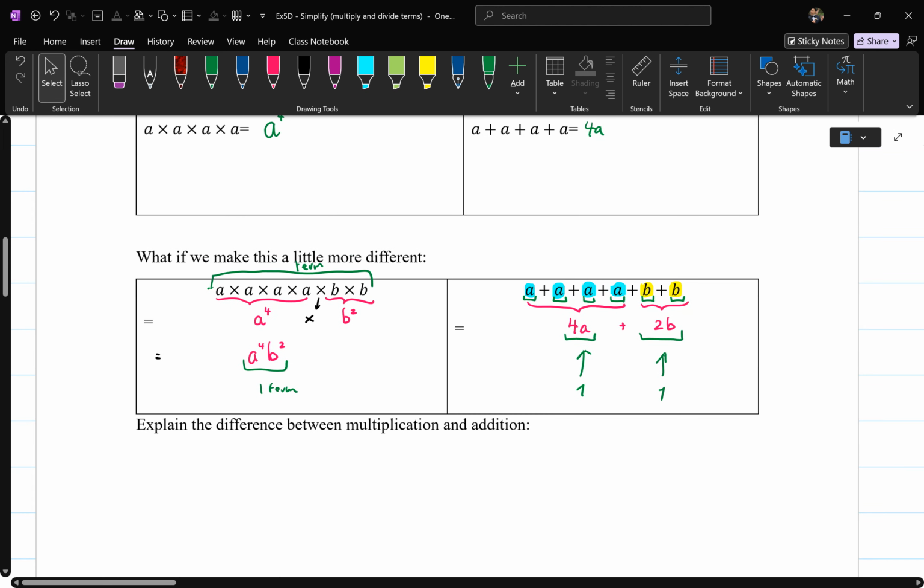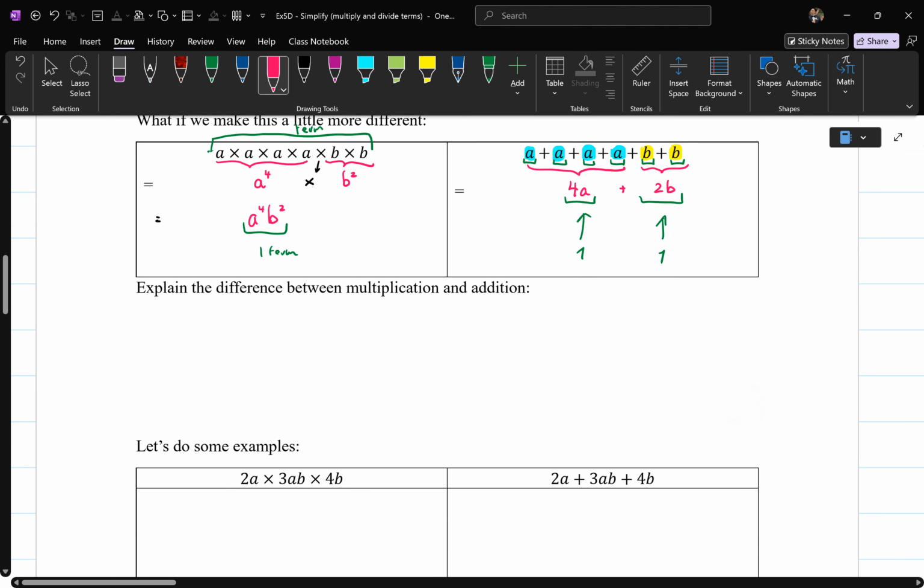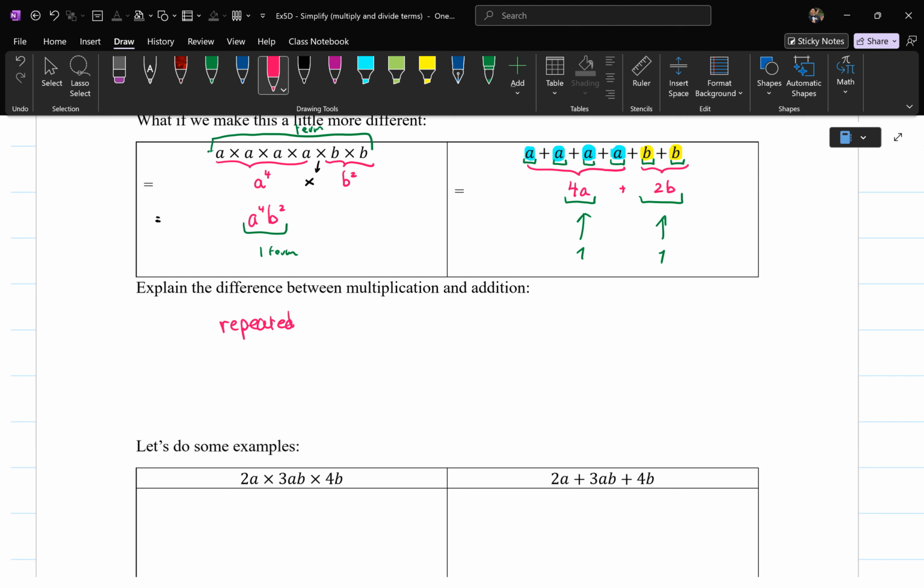So we got the difference between the two. Let's do the first example practice. Just to remind yourselves, can you write here, explain the difference between multiplication and addition? When you have repeated multiplication, it becomes powers. Every time you see a times symbol repeatedly, it becomes powers. Versus repeated addition, that becomes multiplication.